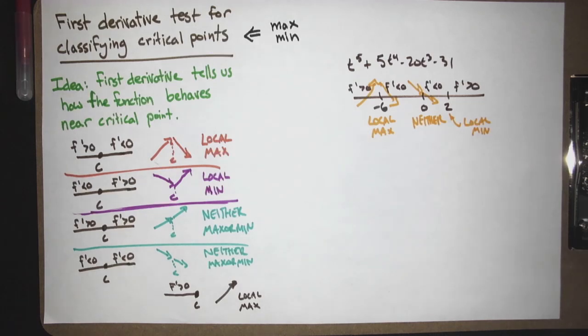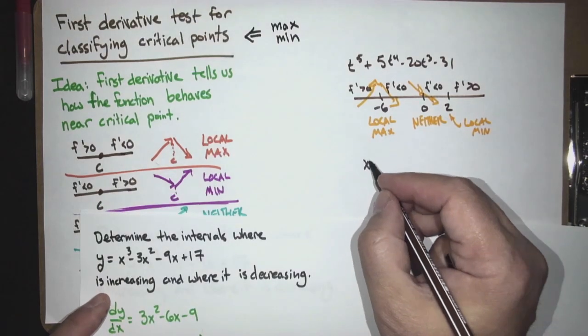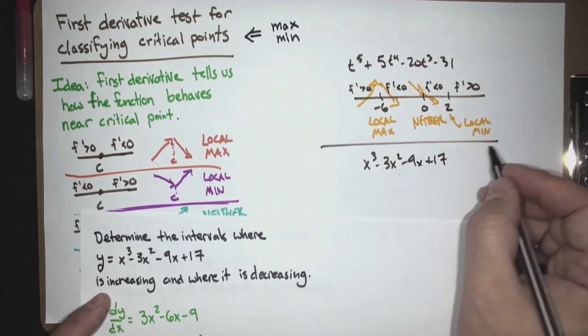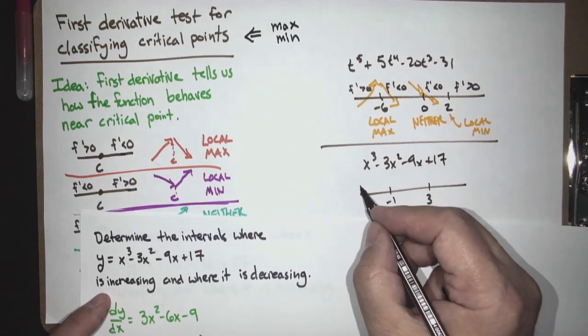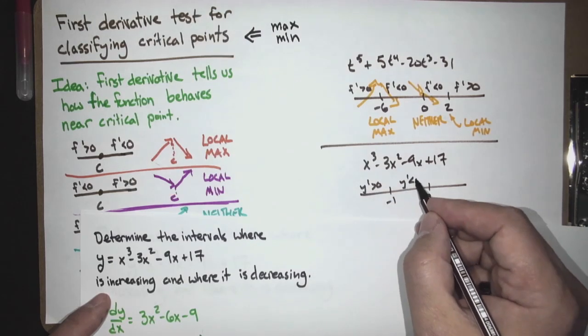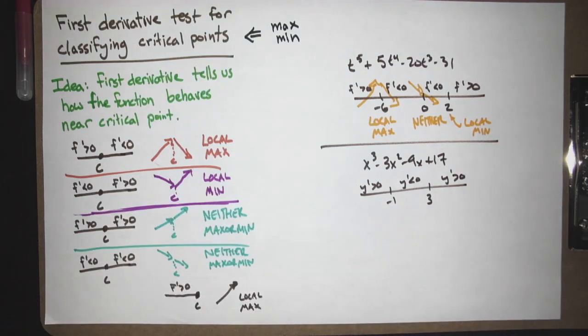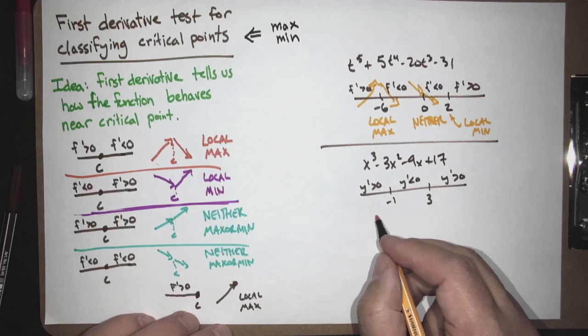Okay. Let's try the other function, which we did. So our x cubed minus 3x squared minus 9x plus 17. Well, we had our intervals -1 to 3, and we said we're positive, negative, positive. So, what kind of points do we have? What is -1? We're positive, negative, local max.